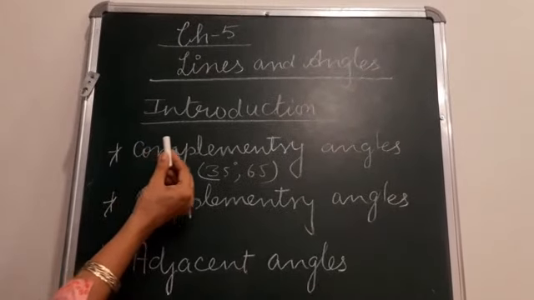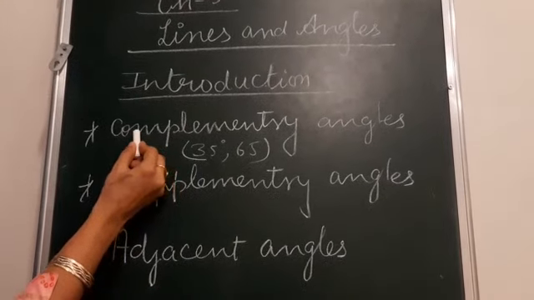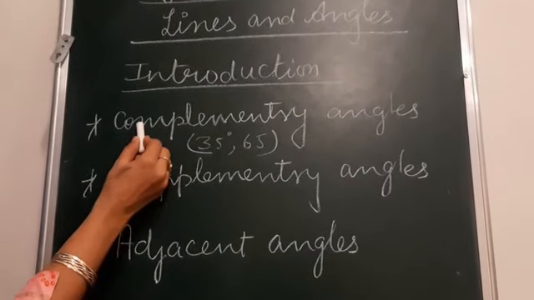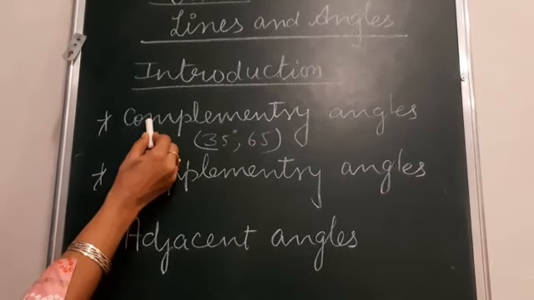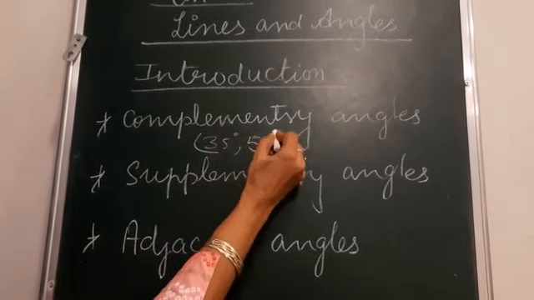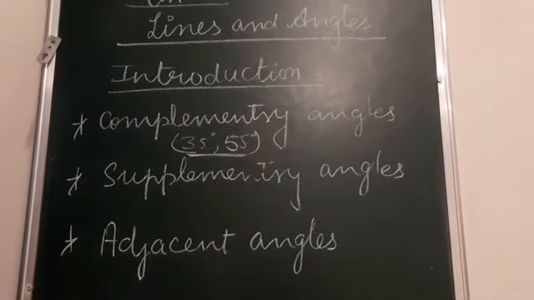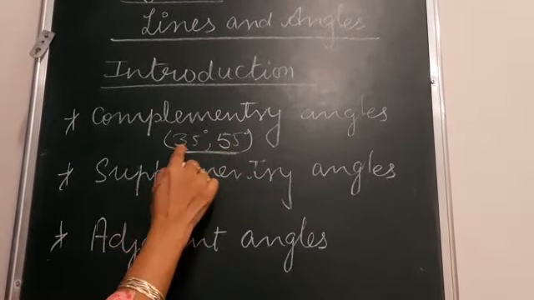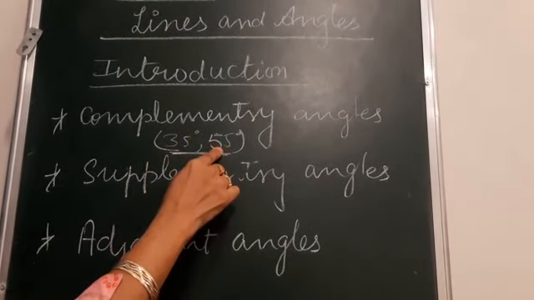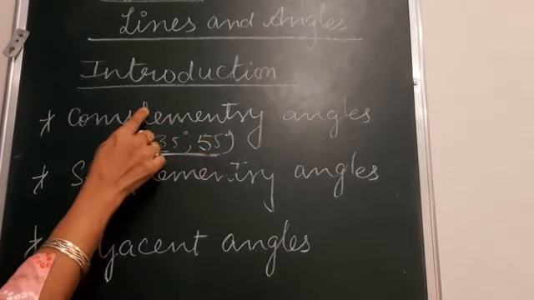Let us start different types of pairs of angles: complementary angles. When the sum of the measures of two angles is 90 degrees, the angles are called complementary angles. Now, an example is 35 and 55. So this pair is called complementary angles because the sum of these angles is 90 degrees. When the sum of two angles is 90 degrees, the pair of angles is complementary.